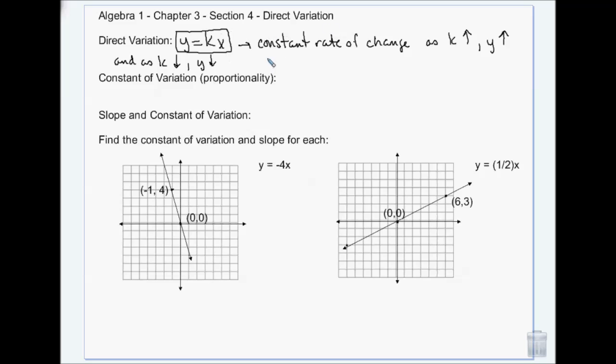It'll be the same thing if x increases, y will increase, and if x decreases, y will decrease. Those are also directly related to each other. The constant of variation, also called the constant of proportionality, is k. And this is the rate of change. So that's how fast it's changing.